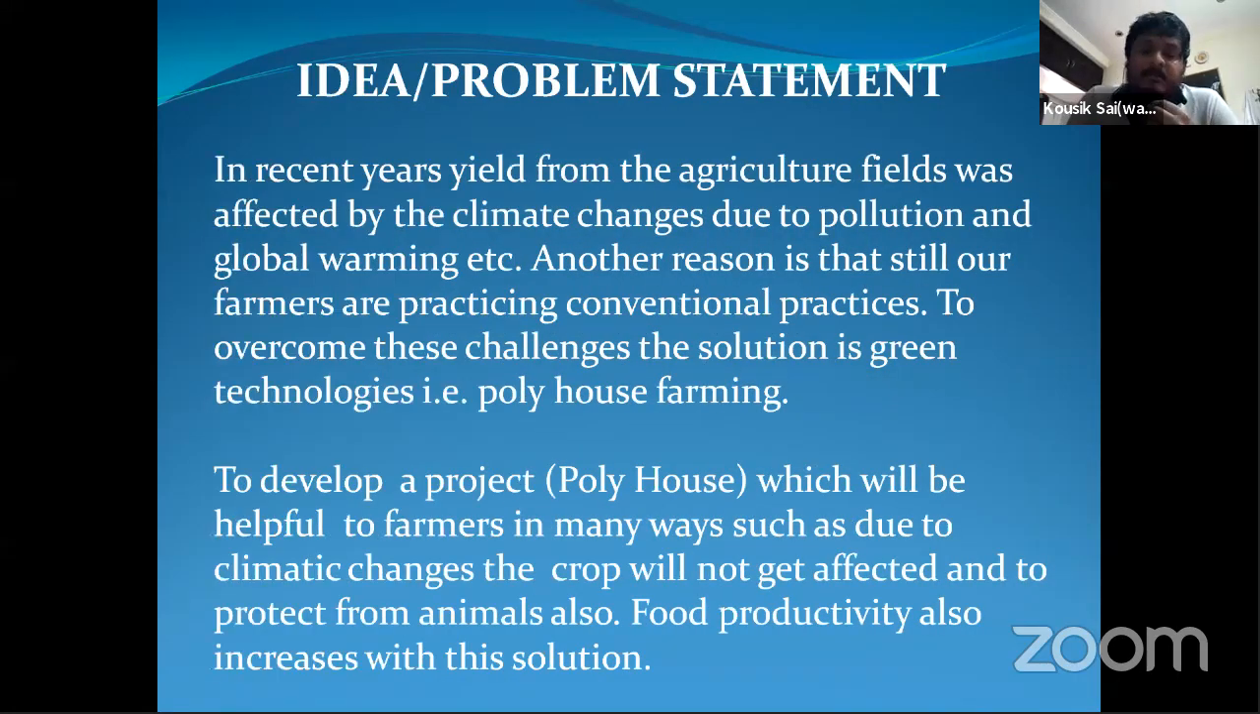Our idea and problem statement: as we see on TV, in Kerala the elephants and other animals are damaging farmers' crops, and climatic conditions such as heavy rain or no rain can also affect the crop. This is the problem statement. By using green technologies, that is polyhouse farming, we can overcome it. The idea is to use some sensors and actuators to implement this project in the polyhouse, and we can also increase food productivity with this solution.